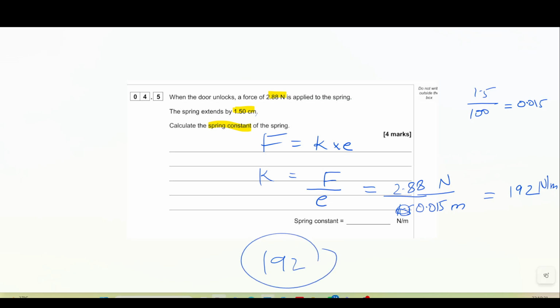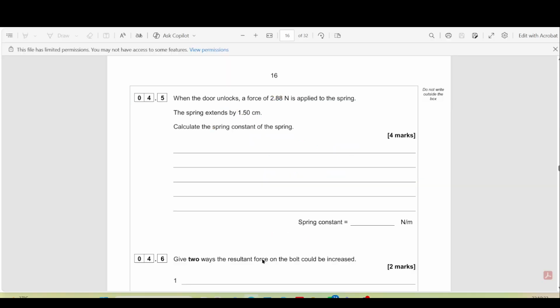You have two ways the resultant force on the bolt could be increased. Increase the current in the solenoid, and increase the number of turns in the coil.